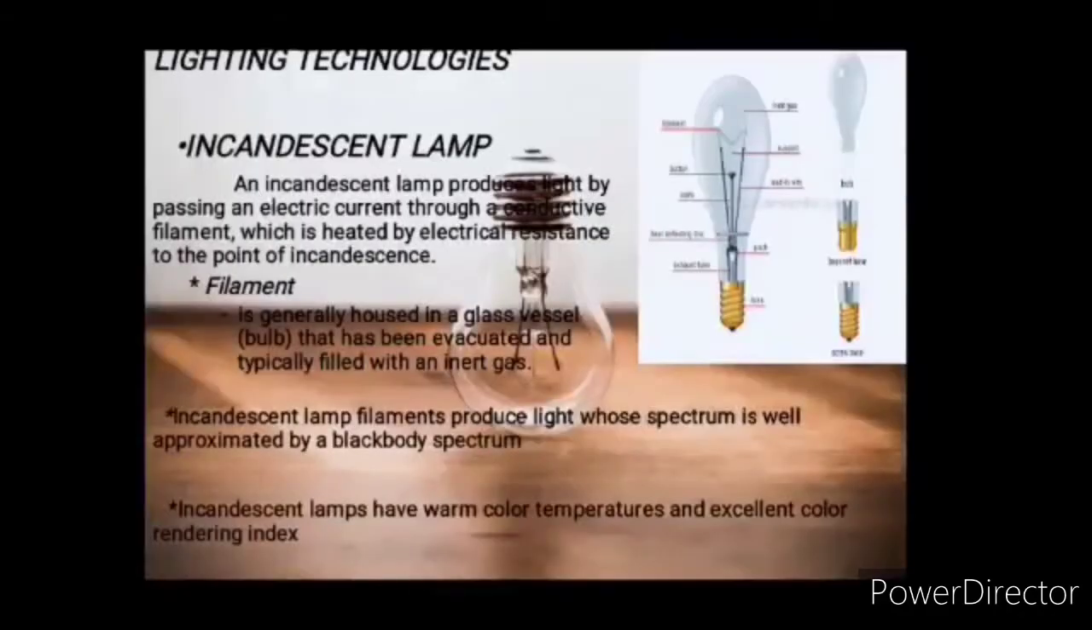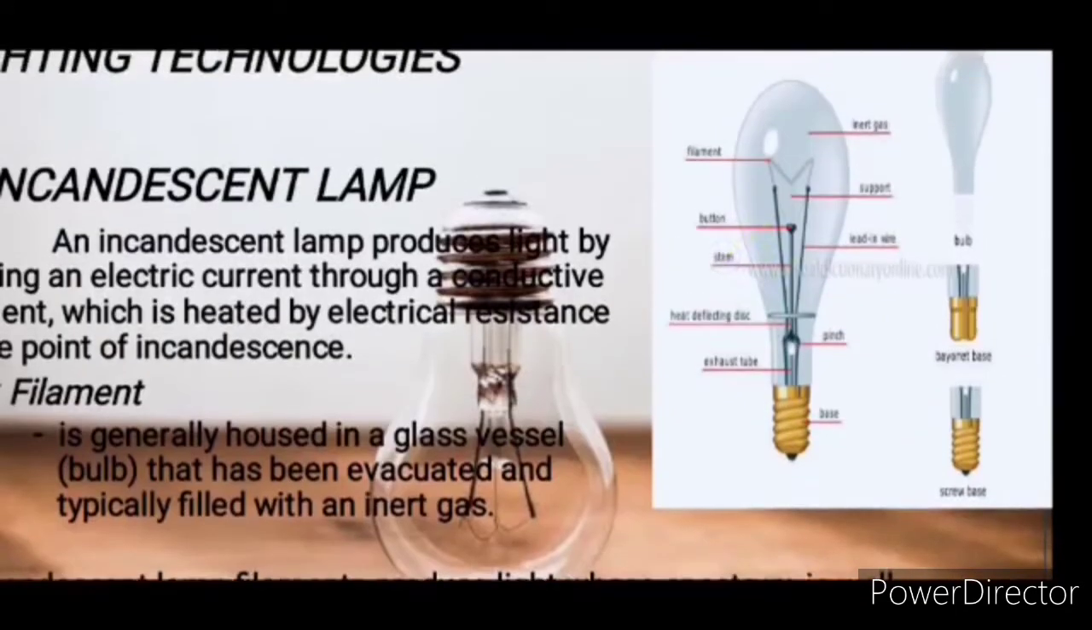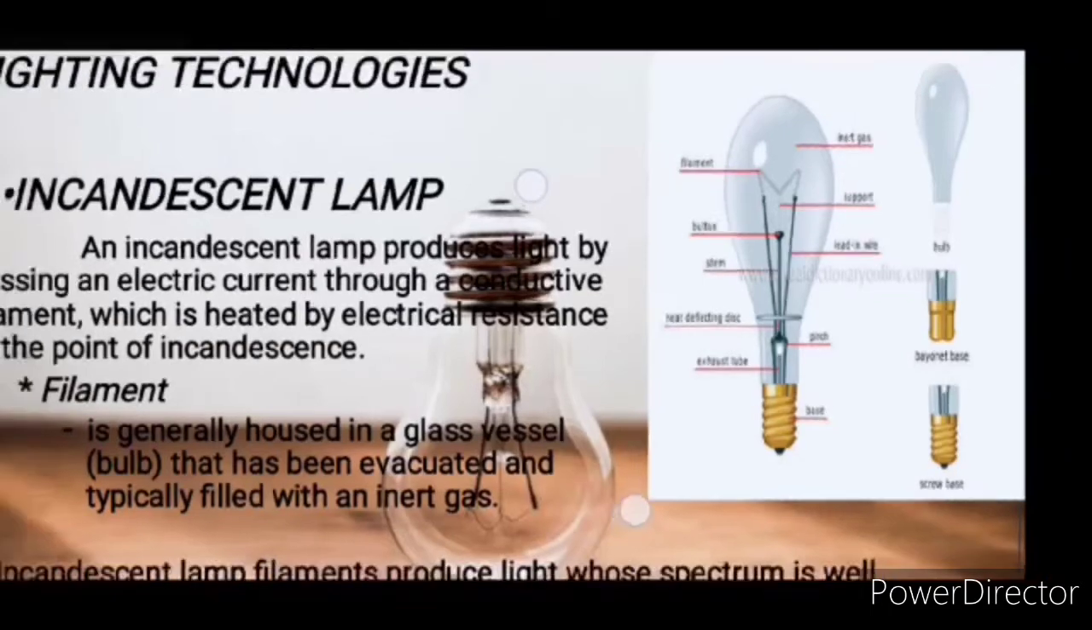Good day everyone. I am the reporter of Lighting Technologies. So as you can see, sa right side mauna ang sample pictures sa incandescent lamp, which is an incandescent lamp produces light by passing an electric current through a conductive filament, which is heated by electrical resistance to the point of incandescence. So what is filament? So the filament is generally housed in a glass vessel or bulb that has been evacuated and typically filled with an inert gas.